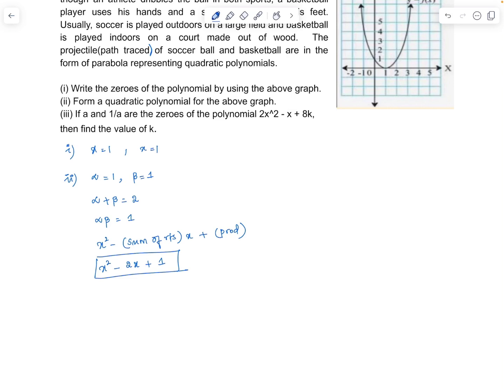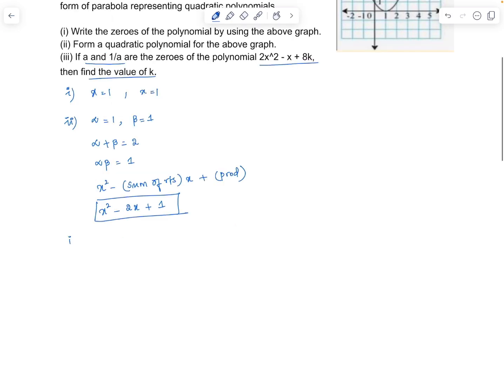Question number 3. If a and 1 upon a are the zeros of the polynomial 2x square minus x plus 8k, then find the value of k. The given roots are a and 1 upon a. The given polynomial is 2x square minus x plus 8k. Dividing this polynomial by 2, we get x square minus 1 upon 2 x plus 4k.